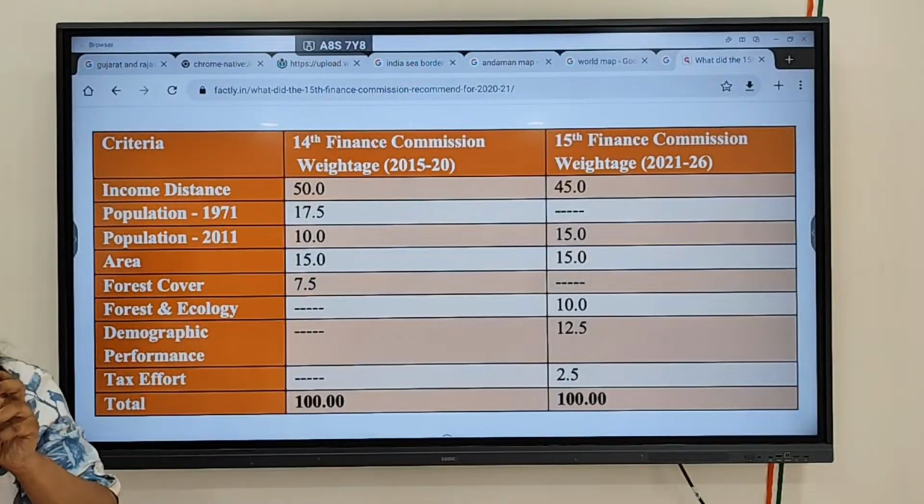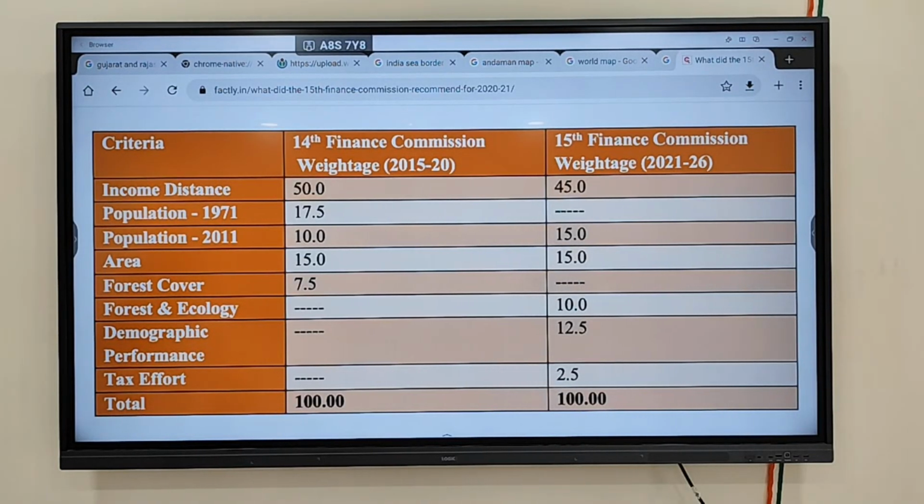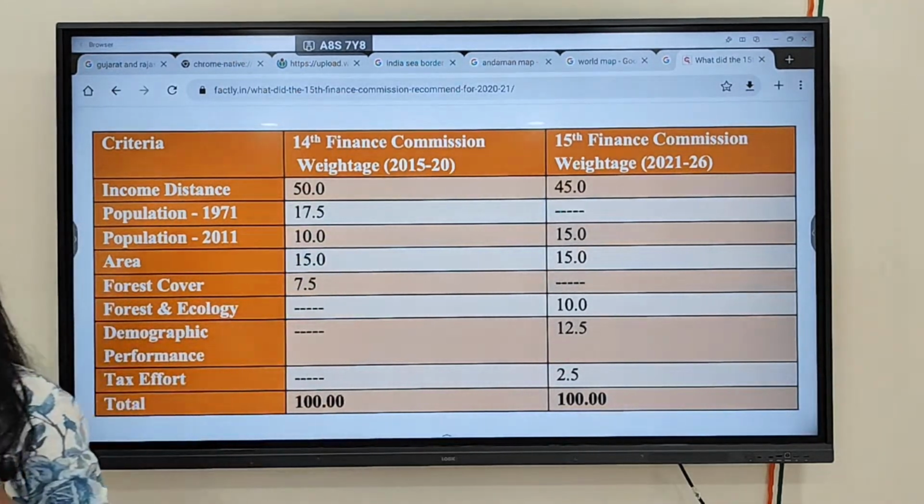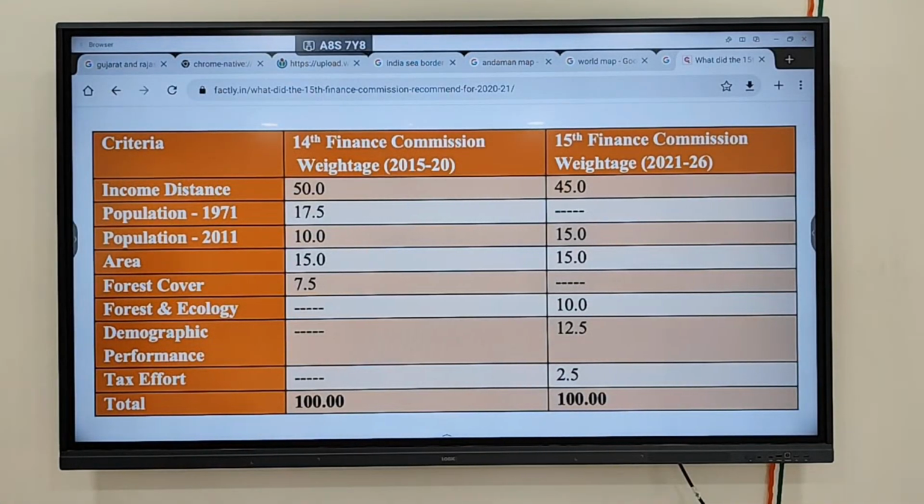And population, they have taken 2011 population. The more number of people, the more population density in that particular state, the more allocation of funds. Based on population also they will allocate the fund. How much is the weightage? 15%. Next, area. If it is a wider area, then more allocation for that particular state.